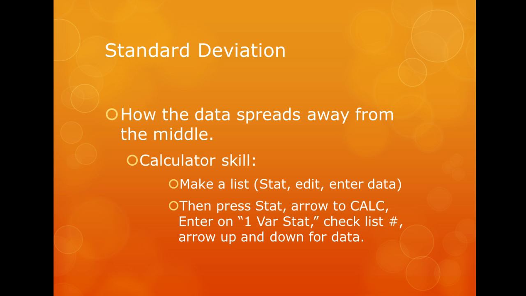Okay, standard deviation is simply talking about how the data spreads away from the middle. I would depend on your calculator for this. So make a list. To do that, you hit Stat, go to Edit, then hit Enter and start typing in your data. You might want to make a note as to what list you're putting it in. Once it's all there, press Stat, arrow over to Calc, hit Enter once you highlight one var stat for one variable statistics. Check and make sure your list number matches up. And then you can arrow up and down for the data. Your standard deviation will be there. The minimum, the maximum, the mean will be there. The range will be there. A ton of information is in that list once you type it in there.